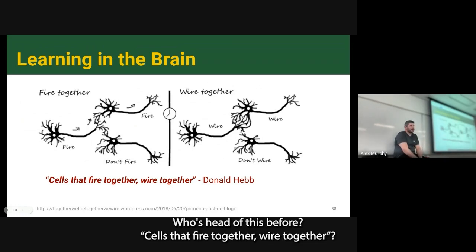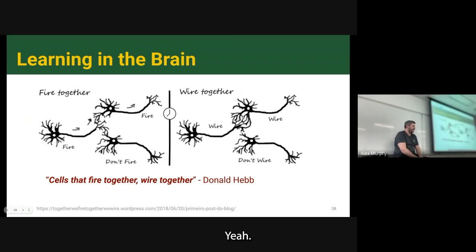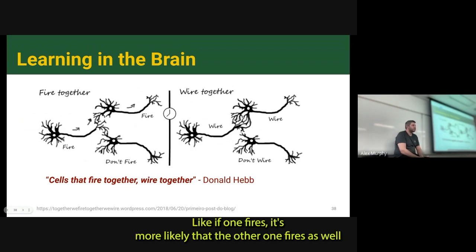Who's heard of this before? Cells that fire together, wire together. Yeah. But how do you understand it, Jay? Just like neurons in your brain that are used more constantly are more linked together, and if one fires, then it's more likely that the other one will fire as well.